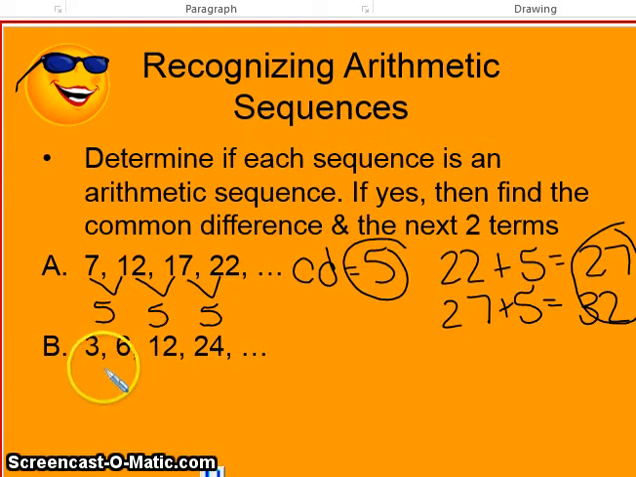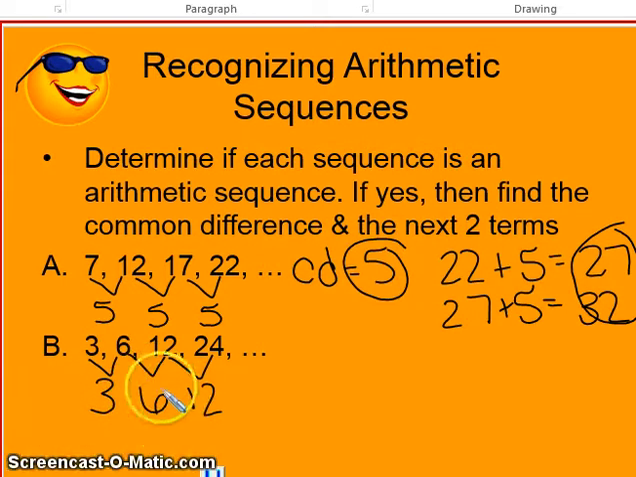Now let's look at example B. Our first two terms are 3 and 6, and the difference between them is 3. The next terms are 6 and 12, and the difference between 6 and 12 is 6. The next terms are 12 and 24. The difference between those two is 12. Now see how the difference between each next consecutive pair of terms is not the same? Those do not have a common difference. So this one is not arithmetic.